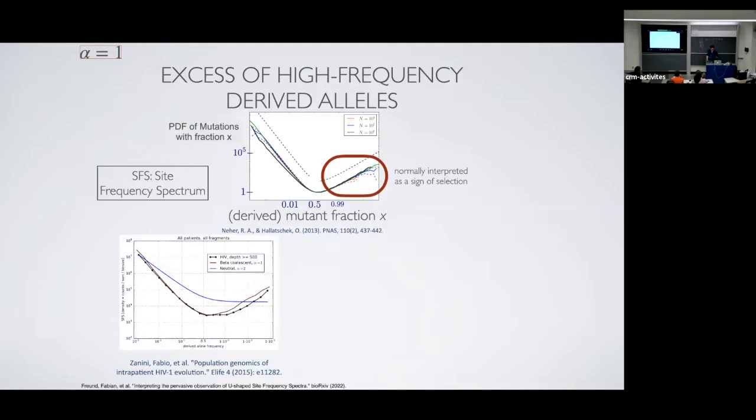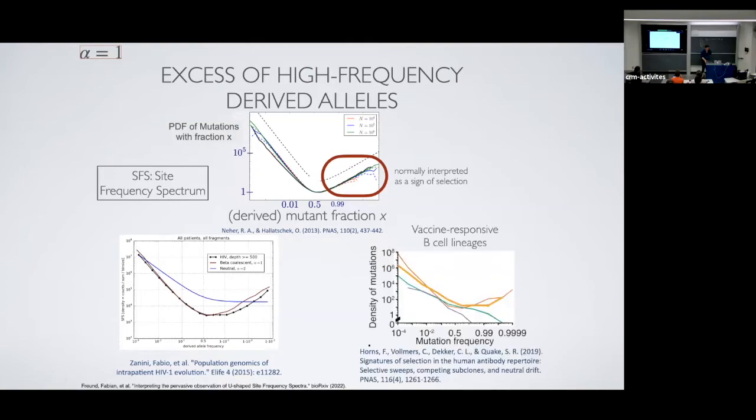And that's now increasingly actually seen in experimental populations and also natural populations. So here's the site frequency spectrum from HIV patients, which is very nicely showing an uptick. So the data are the dots. And it's hard to reconcile that with a neutral Kingman-like dynamics.